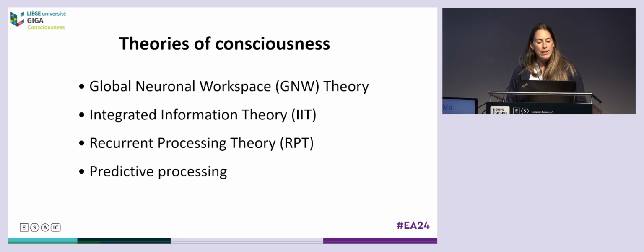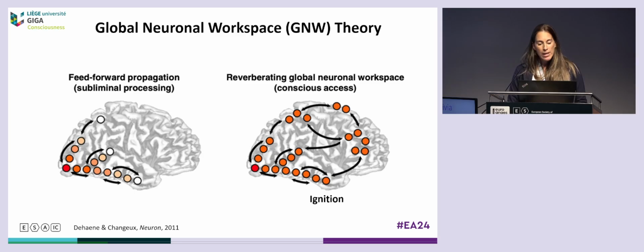And here I will present you 4 different theories of consciousness. The first two are the most well-known in our field, and they have some empirical data that can back up them. And then the last two, they are coming into the field of consciousness research, but they have also been used in other topics. So the first one is the global neuronal workspace theory. So that has been developed by Jean-Pierre Changeux and Stanislas Dehaene in Paris, in France.